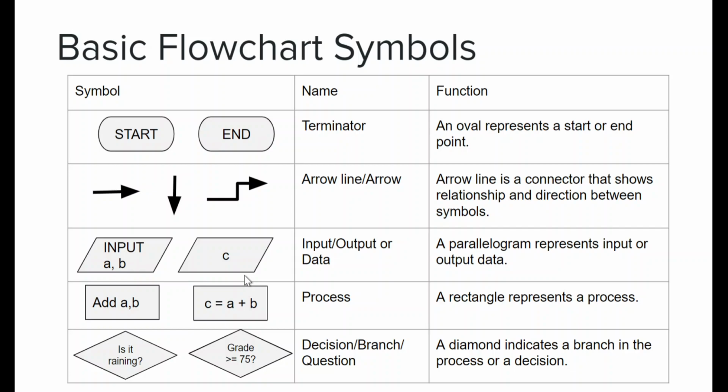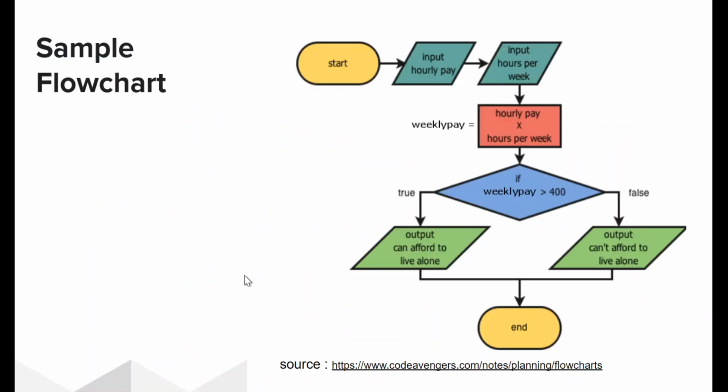We also use the process symbol, which is a simple rectangle shape. And lastly, we have the decision or branch question, when we want to add some decision or branching in our process for our flowchart.